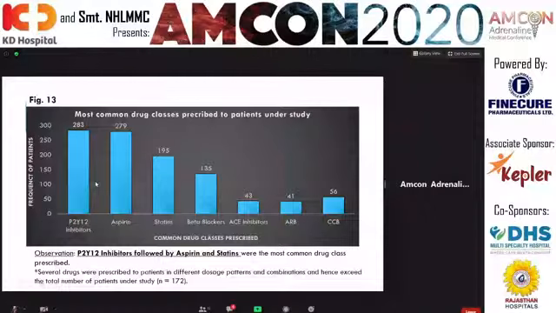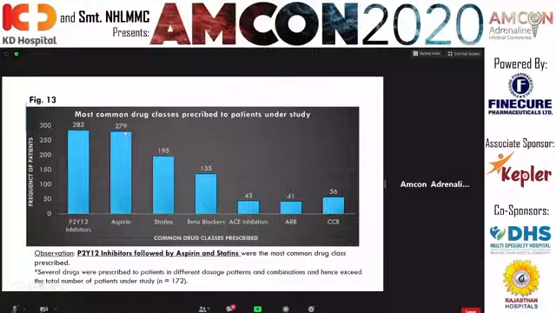After that, we also analyzed the most common drug classes that were prescribed. In that, we see the P2Y12 inhibitors are the highest with 283. Now, kindly keep a note here that we had mentioned earlier that there were only 172 patients. But since several drugs were prescribed to patients in different dosage patterns and combinations, they exceed the total number of patients. So that's why the P2Y12 count is more than 172. P2Y12 inhibitors were given in approximately 283 different types of combinations and dosages.